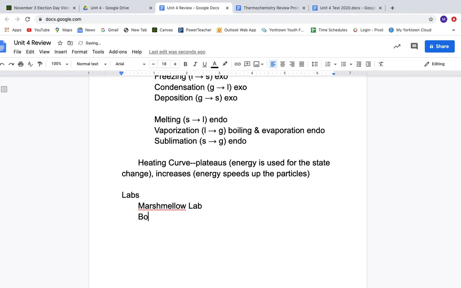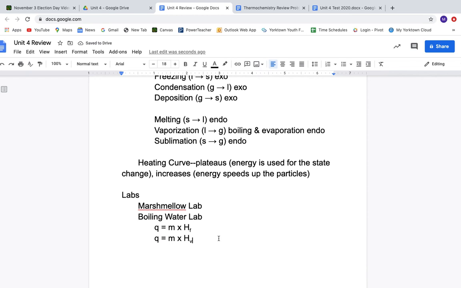And then last, the Boiling Water Lab. We added 2 new equations. Q, energy, equals mass times the heat of fusion. Remember, fusion is another word for melting. And then Q equals mass times HV, which is the heat of vaporization, and that is the boiling.